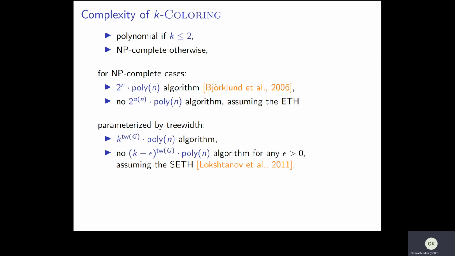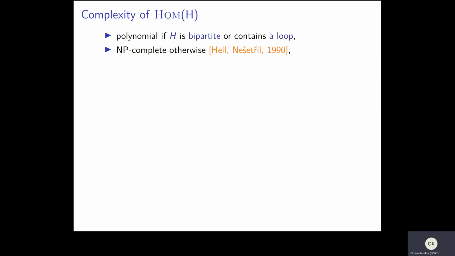So a natural generalization of this K-coloring problem with respect to homomorphisms is the Hom H problem, in which we have a fixed H. Yeah, so for each H, this is a different problem. And for a given instance graph G, we ask whether there is a homomorphism from G to H.